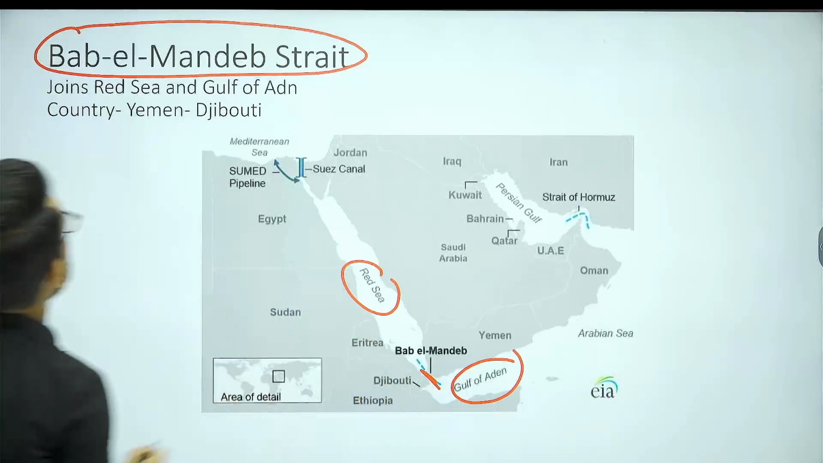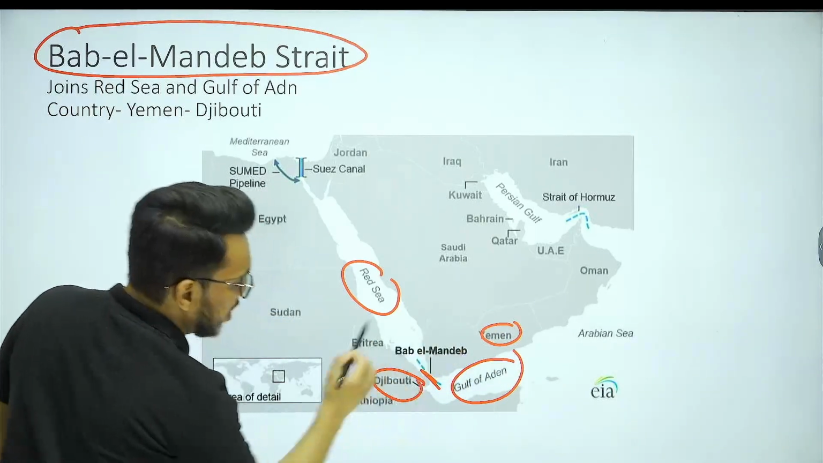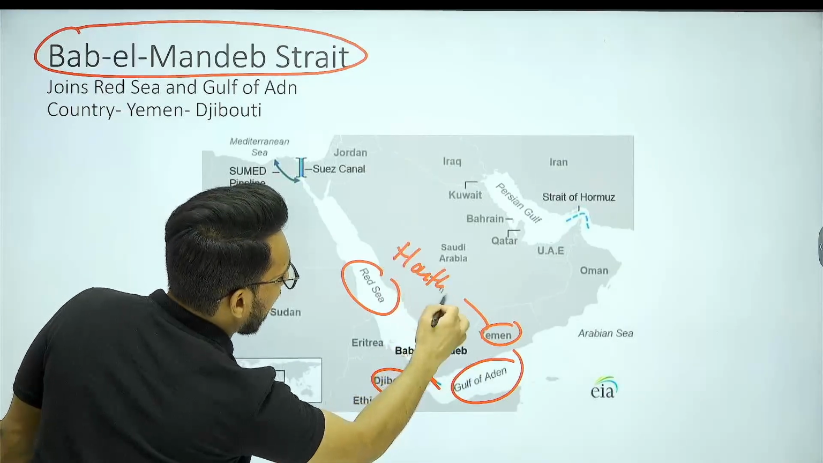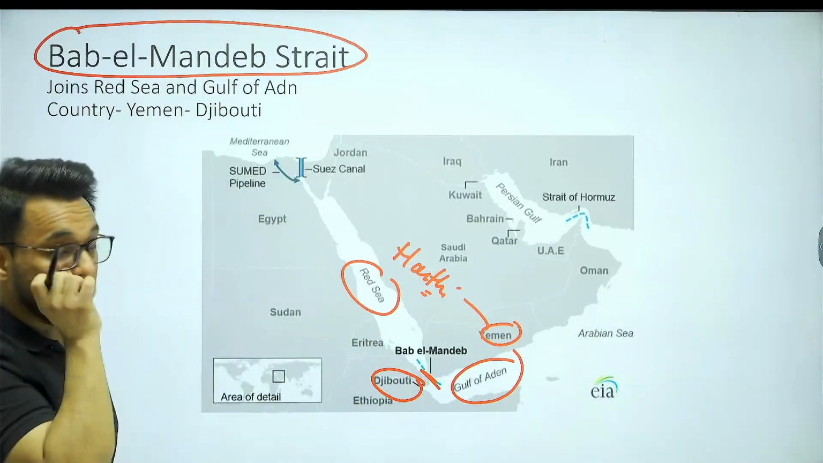Here we have Bab el Mandab. Fine. So here if you see, we have Yemen and here we have Djibouti. Also from Yemen, Houthi rebels were attacking ships going towards the Red Sea. So therefore, this particular area was in the news.